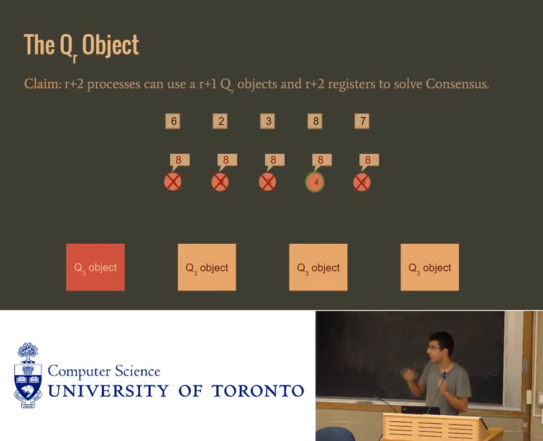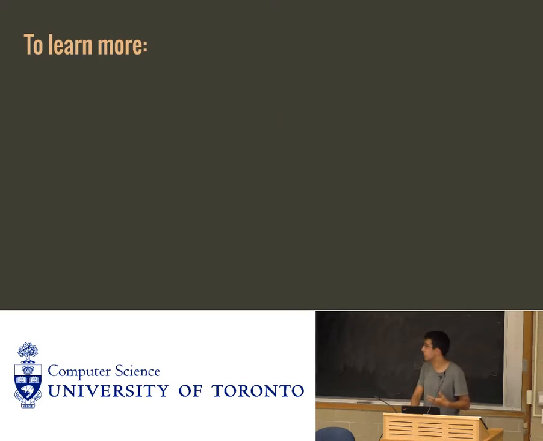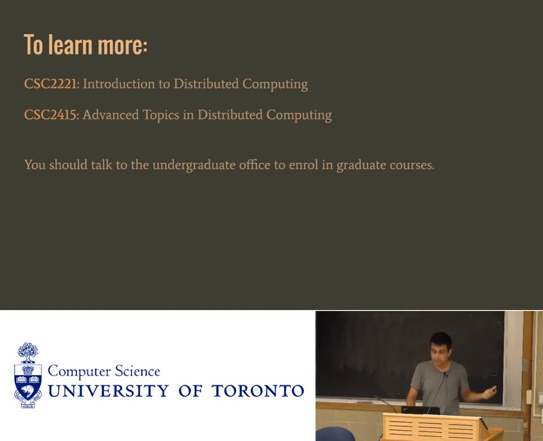So this is a very cute algorithm because I think that it's not obvious at first. And this is why I wanted to illustrate it with this object. Consensus is a very important tool in distributed computing. And to learn more about it and distributed computing in general, you can check out the graduate courses that are offered at U of T.